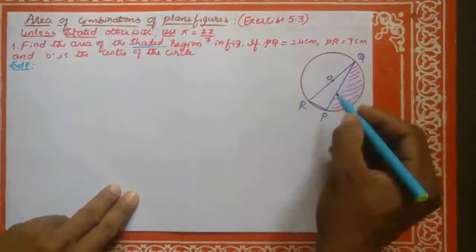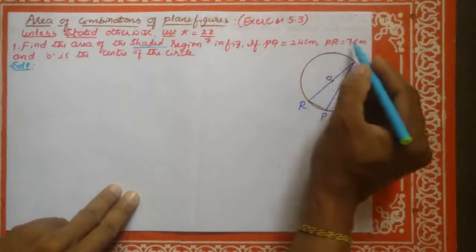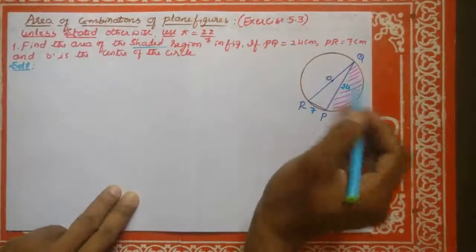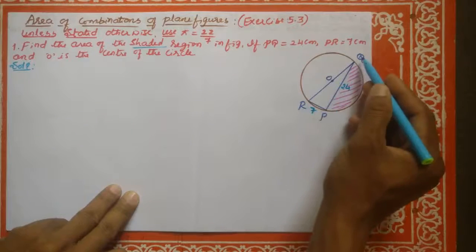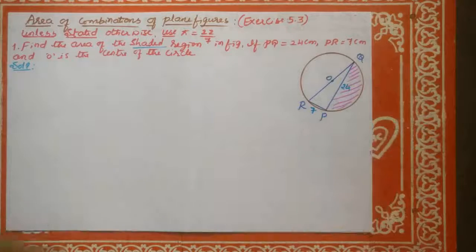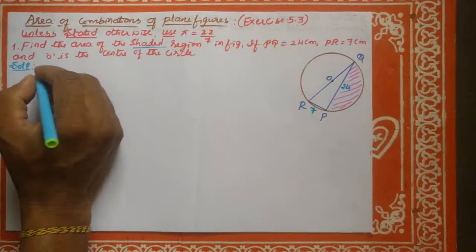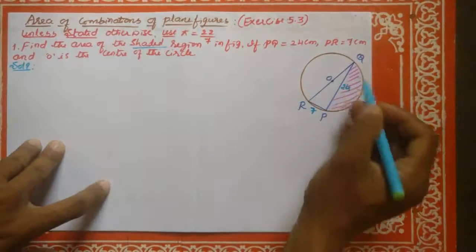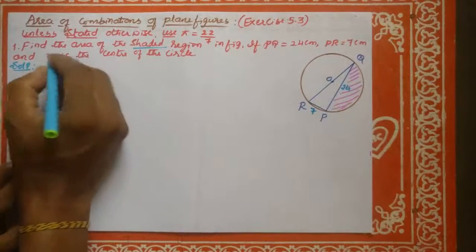If PQ is equal to 24 centimeters and PR is equal to 7 centimeters, and O is the center of the circle, then ROQ is a diameter of the circle. Let us see now. Solution: in the figure it can be observed that RQ, or ROQ, is the diameter.